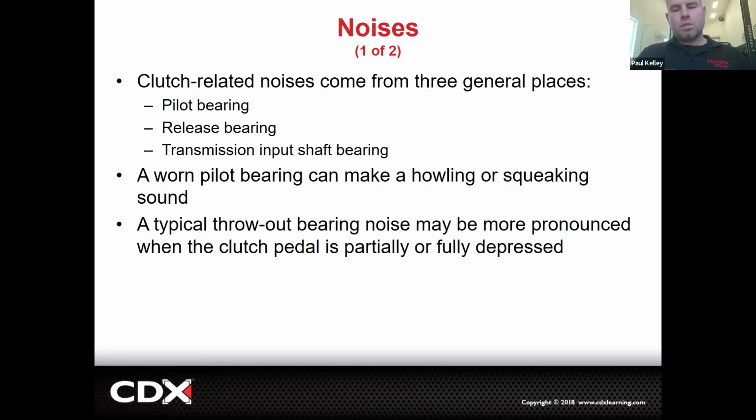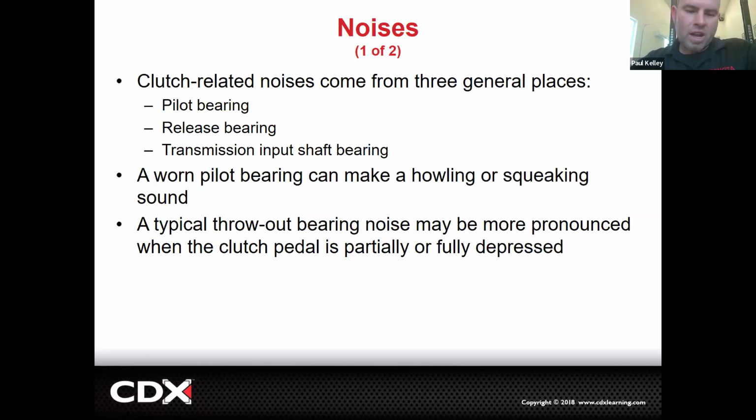So with noises, again, I've got a whole amazing video on this. It gets a lot of views too, because people struggle to understand this one. Pilot bearing, release bearing, and the input shaft bearing are the main sources of clutch type noise. Pilot bearing would be pedal all the way down. Release bearing would be a varying sound based on varying pedal pressure. Transmission input shaft bearing would be noise only with the pedal up, no noise with the pedal down. The video explains them really well.